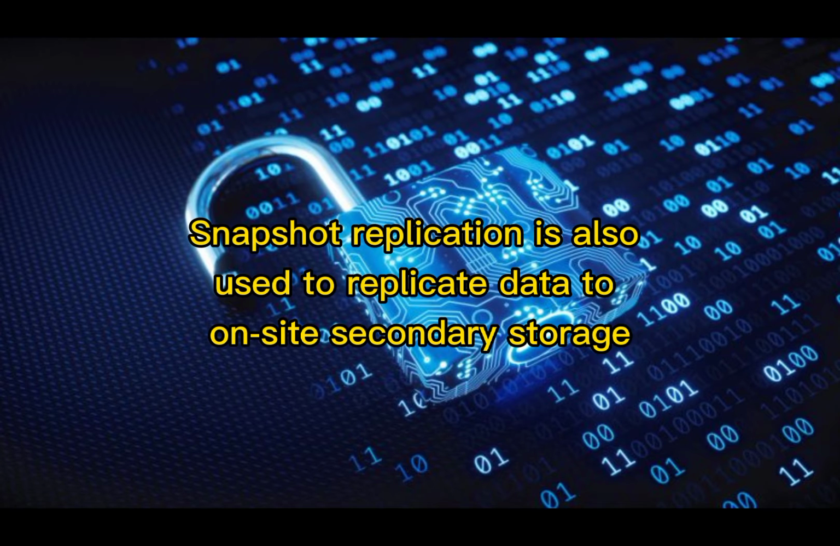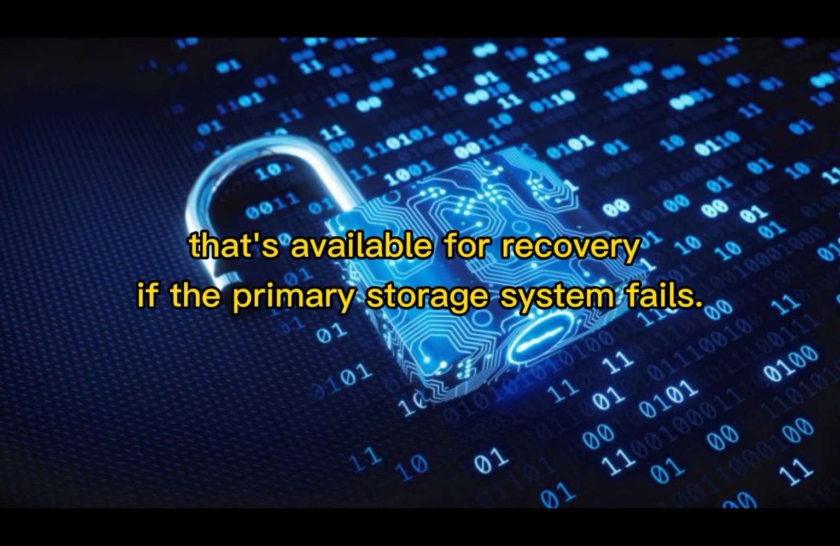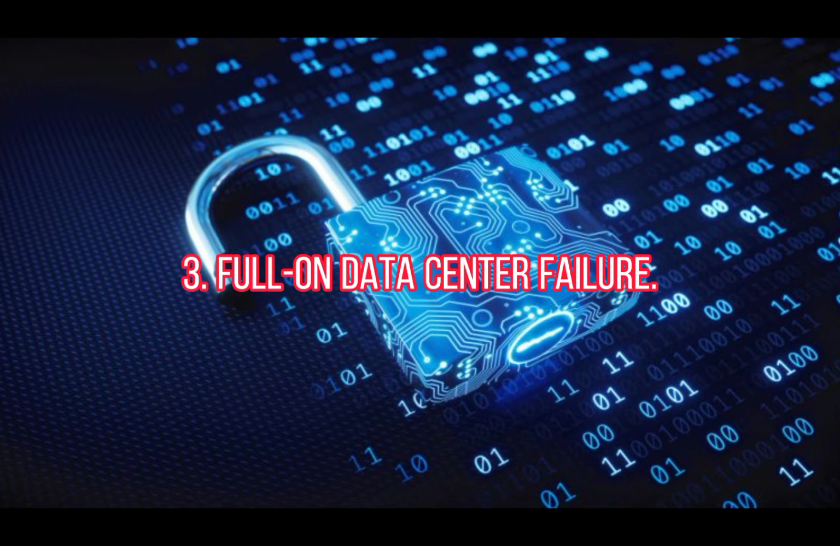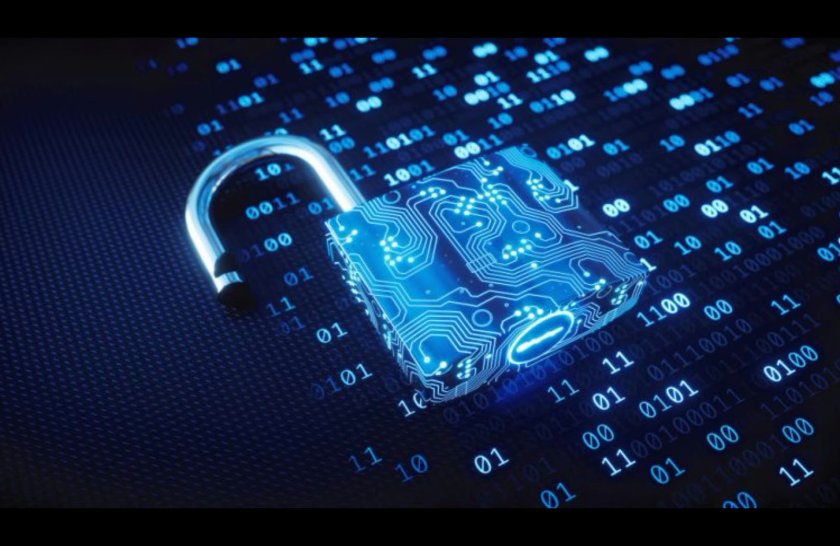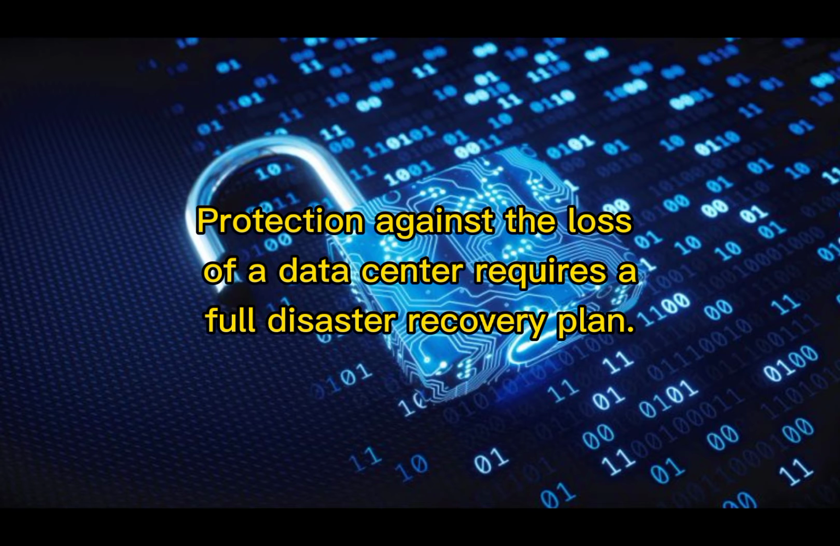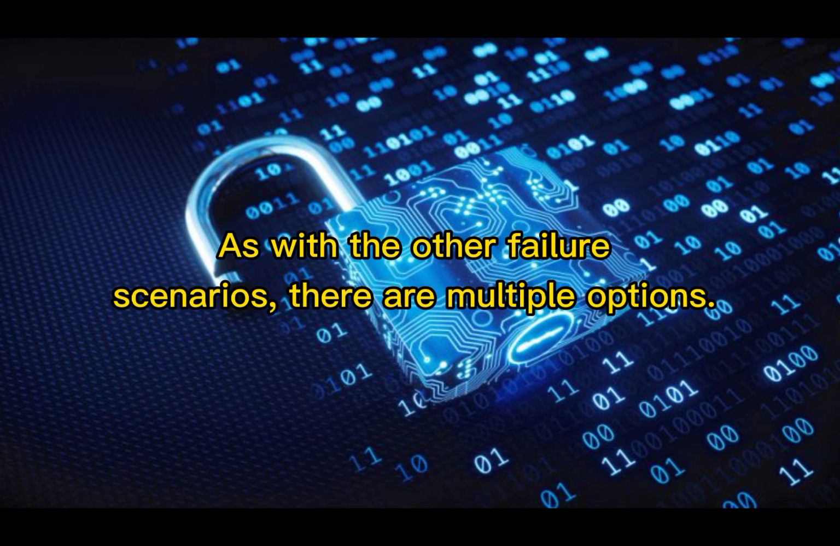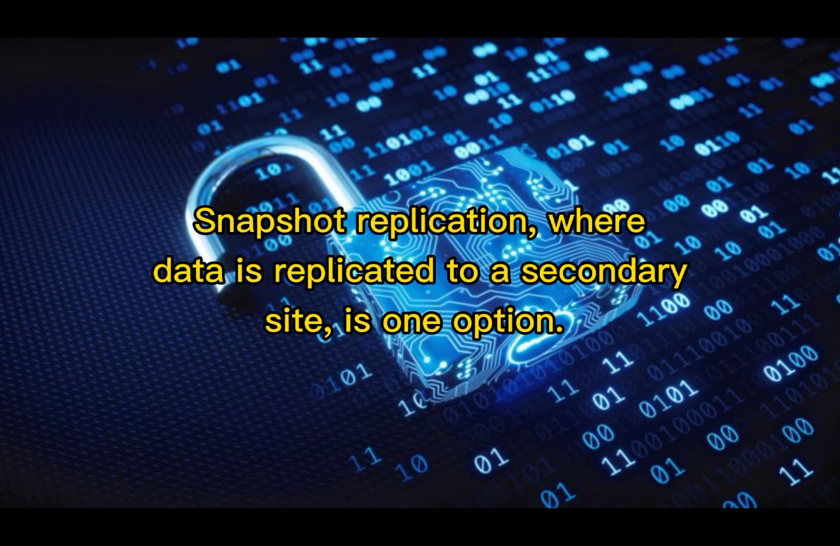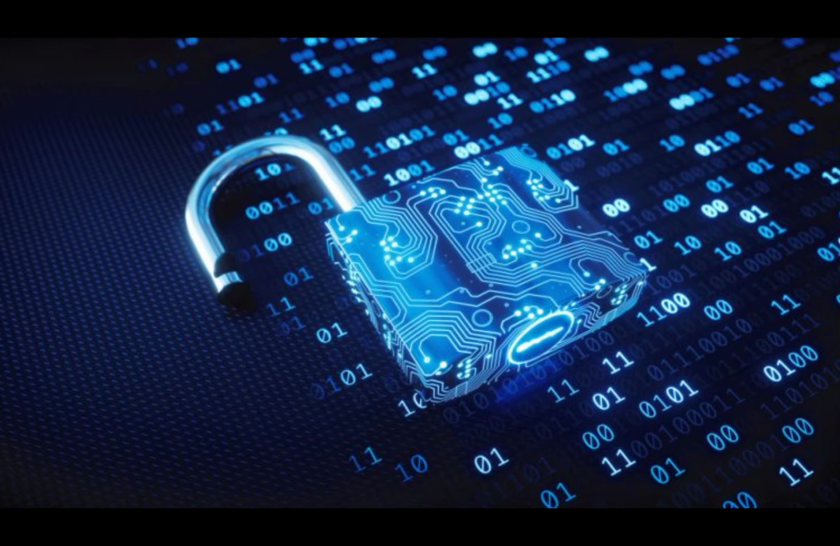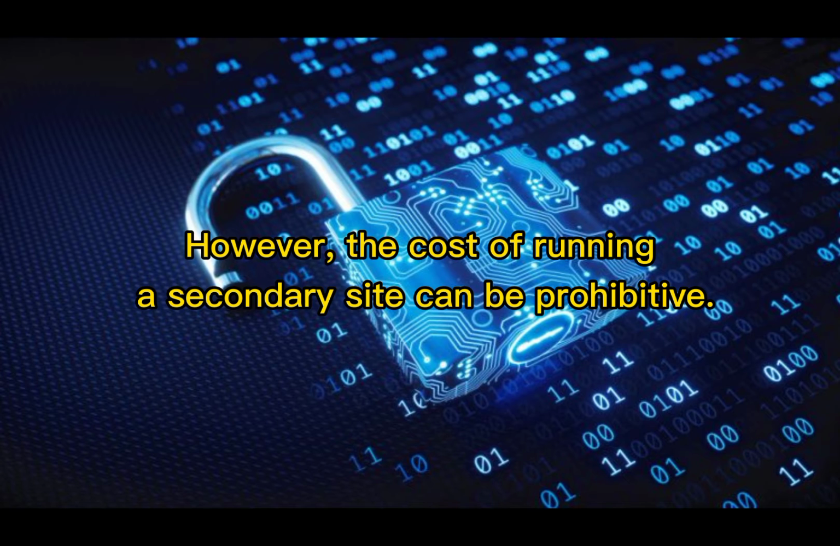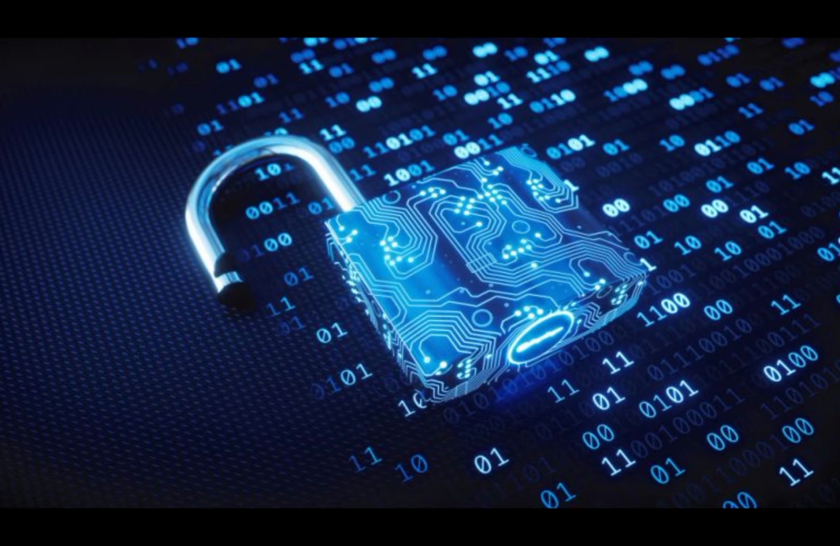Snapshot replication is also used to replicate the data to a secondary storage that is available for recovery if the primary storage fails. 3. Full-on data center failure. Protection against the loss of the data center requires a full disaster recovery plan. As with the other failure scenarios, there are multiple options. Snapshot replication, where the data is replicated to the secondary site, is one option. However, the cost of running a secondary site can be prohibitive.